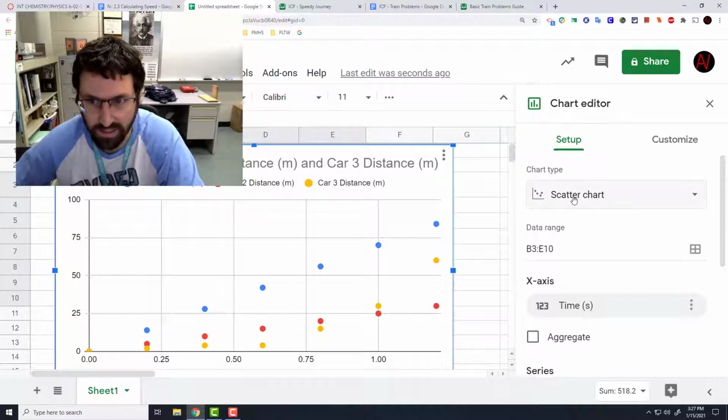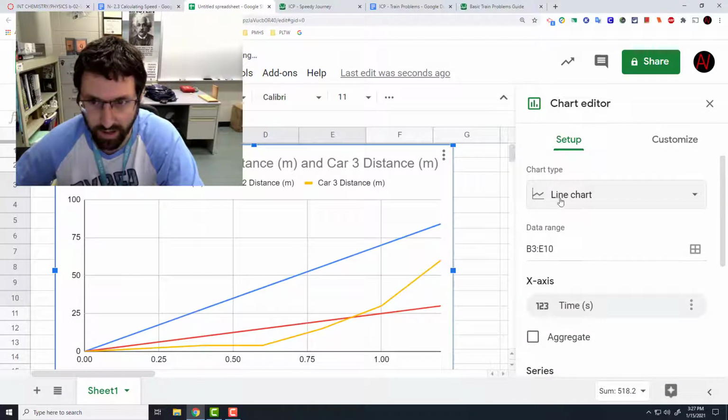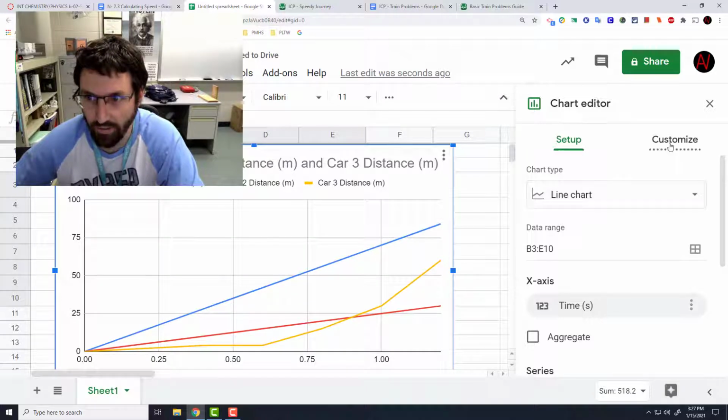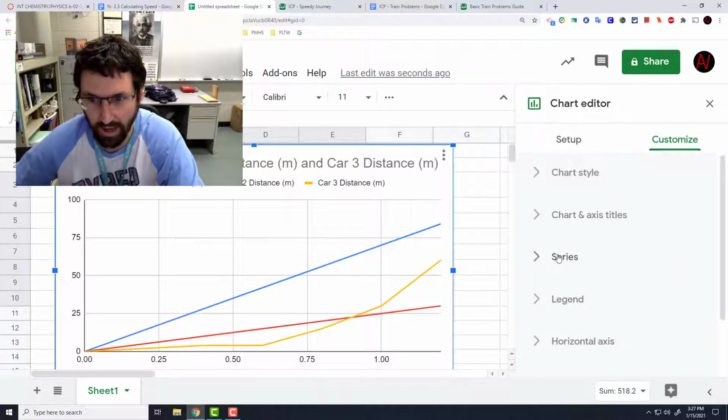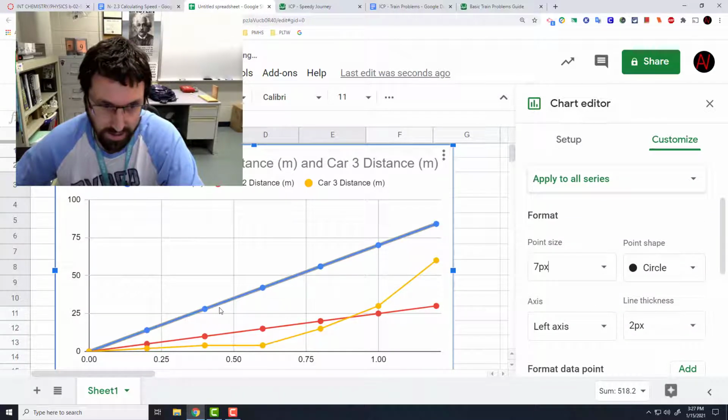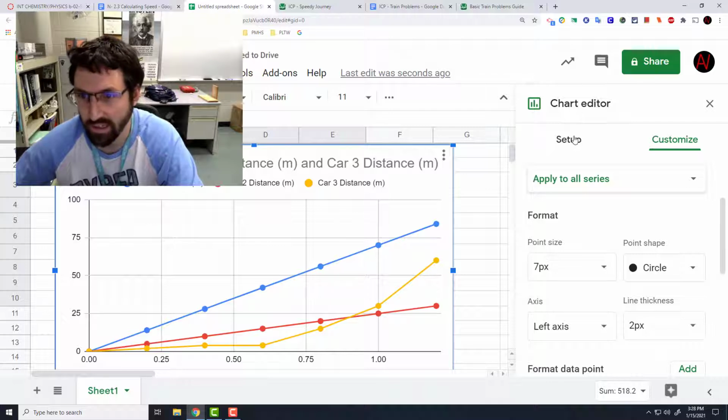A lot of times I like scatter charts, but I also like line graphs. I'm going to have us set this one up as a line graph. I'm going to customize it, and on the series, I want to add in points. Now it has the dots and the lines, and I really like that for this graph.